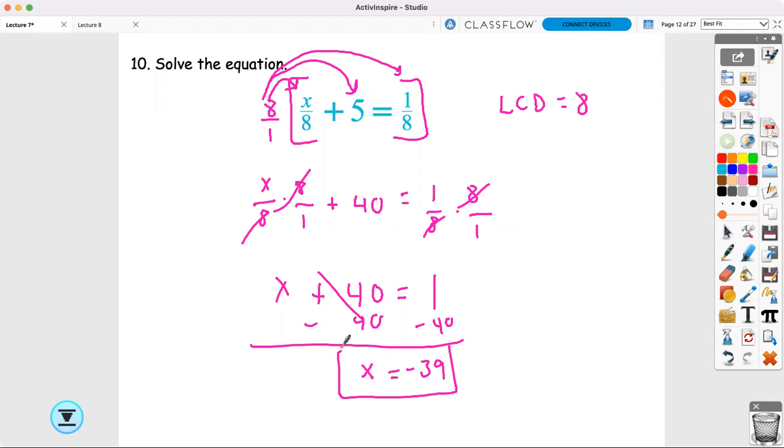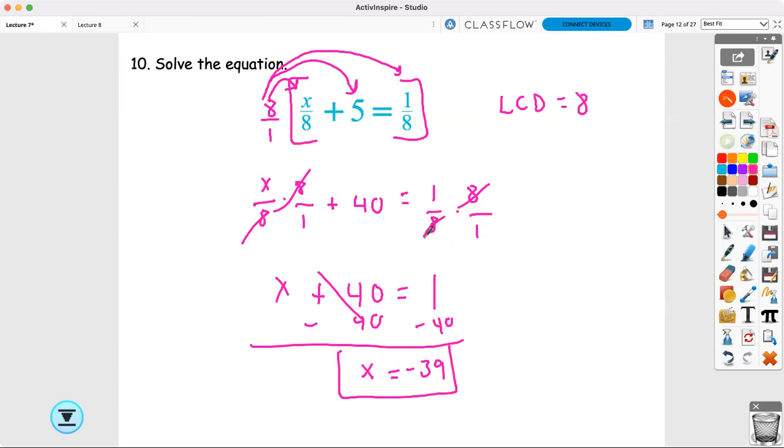I have a question, sir. Yes. Concerning the 1 over 8 and the 8 over 1, how do you decide which one you cross out? Because you crossed out the two 8s. What would be the difference between the two 8s and the two 1s? Well, if you think about it mathematically, we could technically cross out the ones too, right?